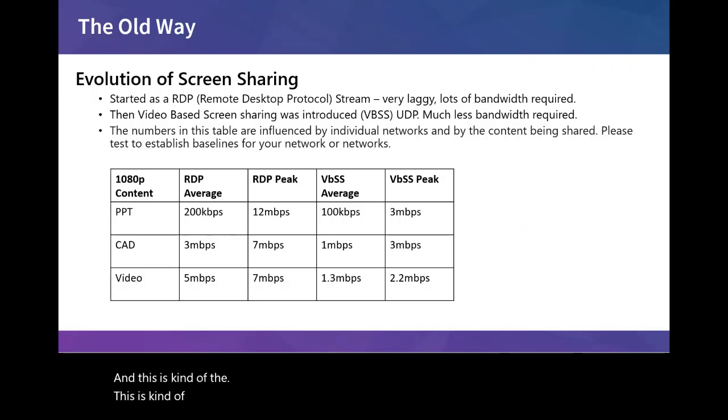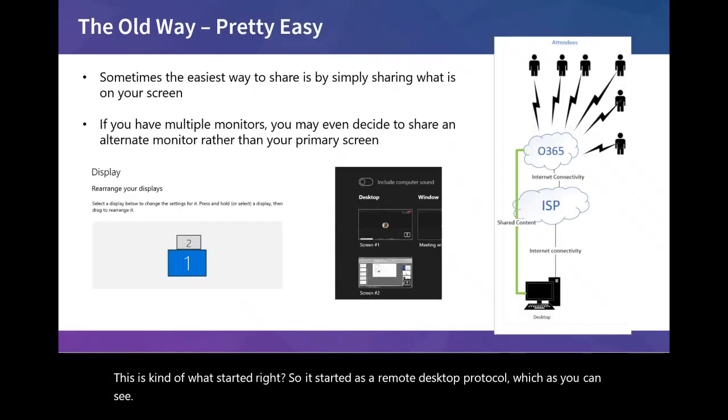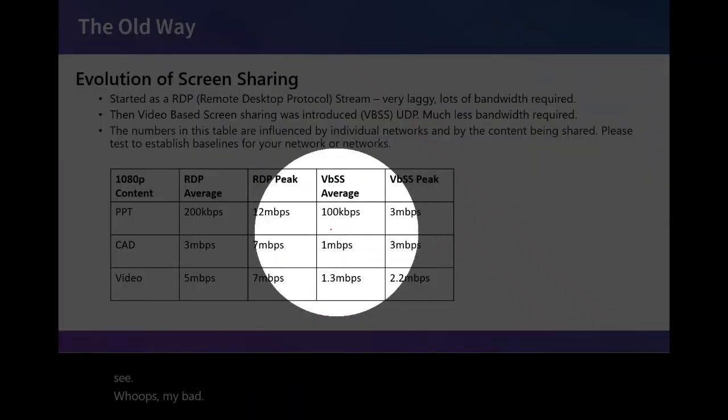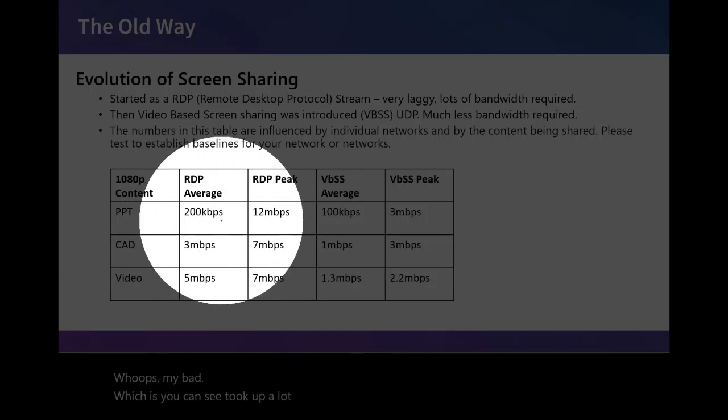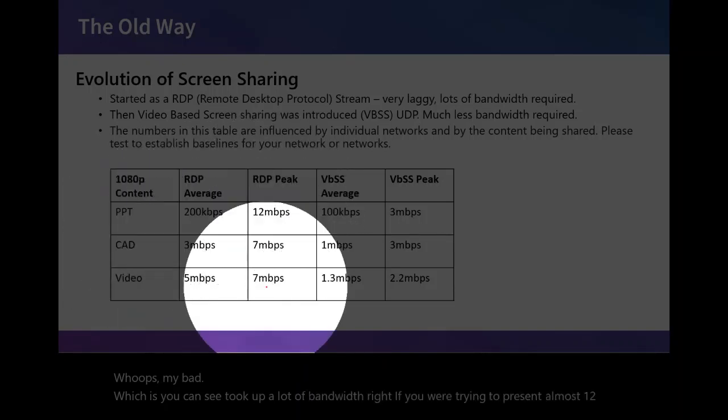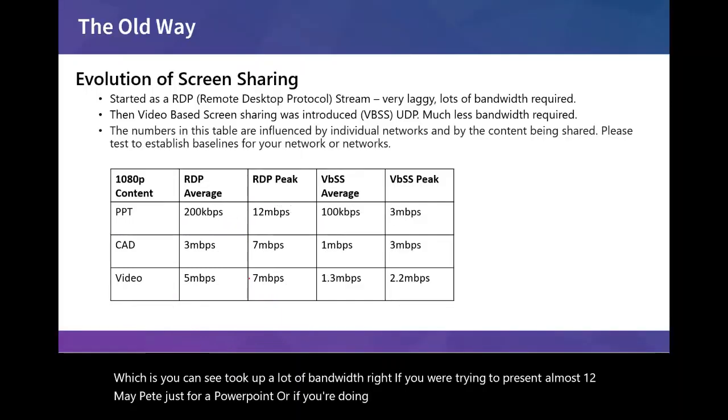So it started as a remote desktop protocol, which, as you can see, took up a lot of bandwidth, right? If you were trying to present, almost 12 meg peak just for a PowerPoint, or if you're doing video, 7 meg. Now, back then, nobody had that kind of bandwidth, all right?